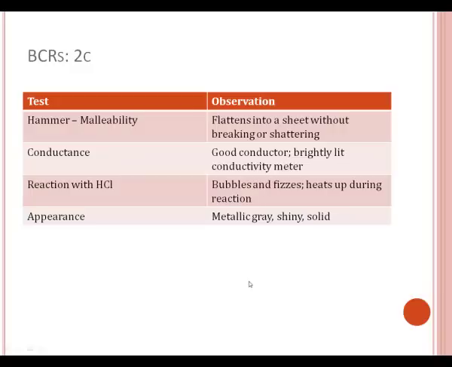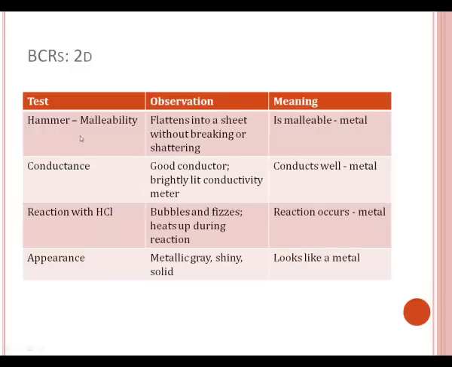The next one was reaction with HCl. It bubbles and fizzes and heats up during the reaction. For appearance, I have a metallic gray shiny solid. So that's the kind of data that you would collect, and this is a sample data table. The next one asks you to explain what your findings mean. So here we have the same table from the previous question, except now I've added on another column for meaning.